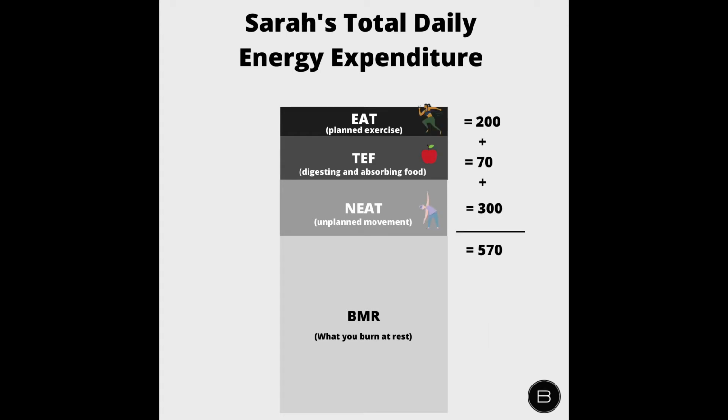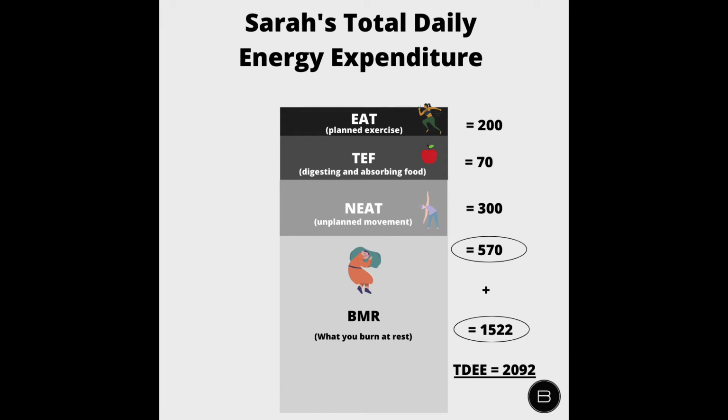Now what we want to do is do all of her movement and how many calories she burns based on her movement. So this is done via a calculation as well, but let's say estimatedly, planned exercise that she does every day, she burns 200 calories. Her calories she's burning while she's eating is 70, and the rest of her day and all the other movement she does in between work is 300. So it's a total of 570 calories. So when we're looking at this, we're adding them together. So 570 calories plus 1,522 gives her total daily energy expenditure. So how many calories Sarah burns for her day is 2,092 calories.